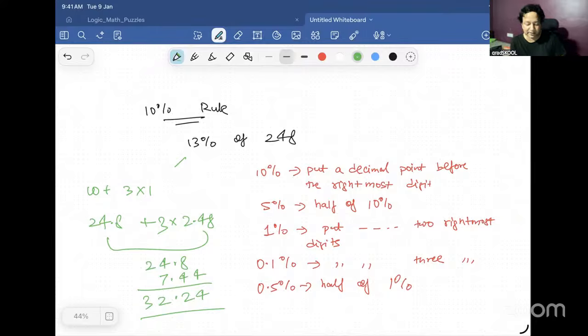Okay, Rudrakshi, that too we will do. Is this clear? The 10% rule. This is going to help you in case you are not able to find out any familiar percentage, right? Is that clear, everyone? Sure.